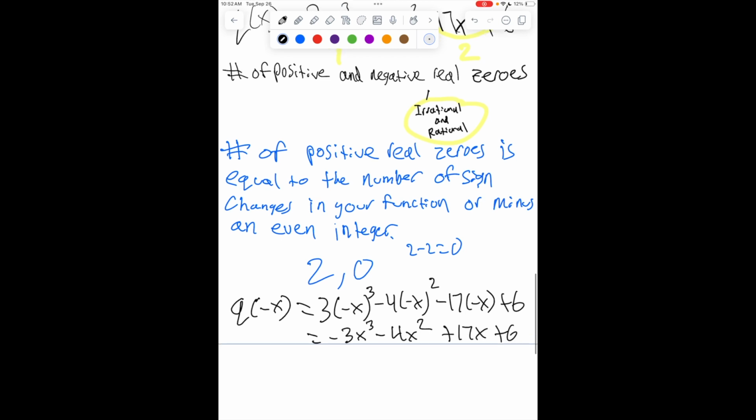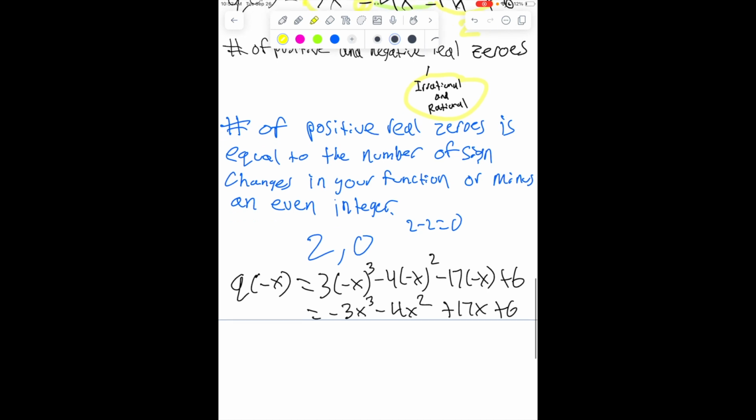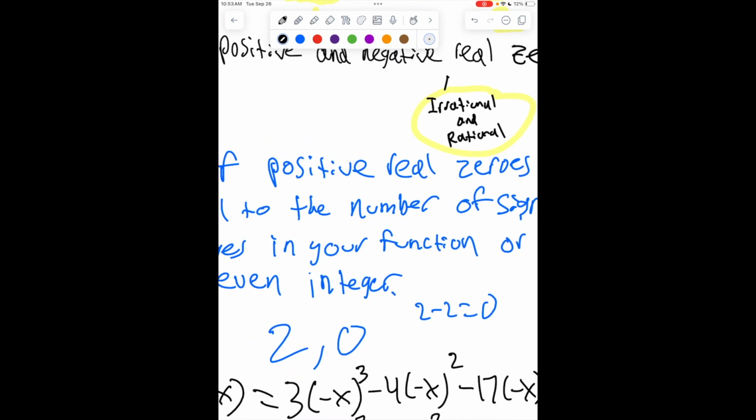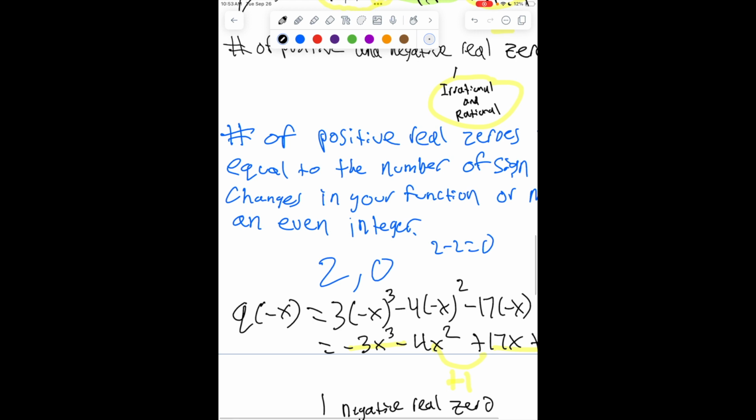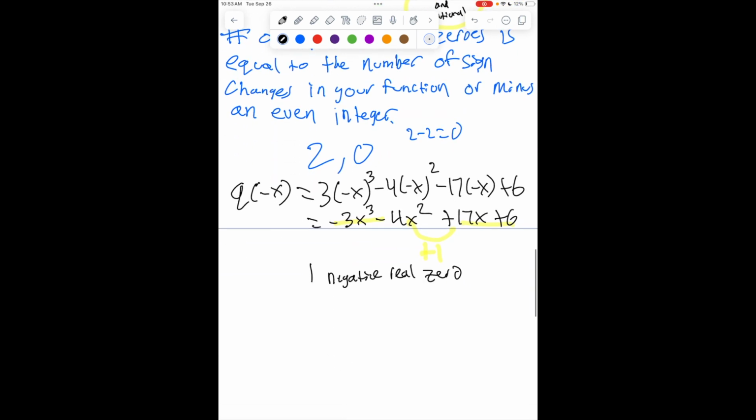plus 6. So now I'm going to go through and identify: negative to negative, no; negative to positive, that's 1; and then positive to positive. So I have one negative real zero. And again, 1 minus 2 would be a negative number, so that doesn't make sense. So that's not applicable. So I either have 2 positive real zeros or 0 positive real zeros, but I know that I have at least 1 negative real zero.